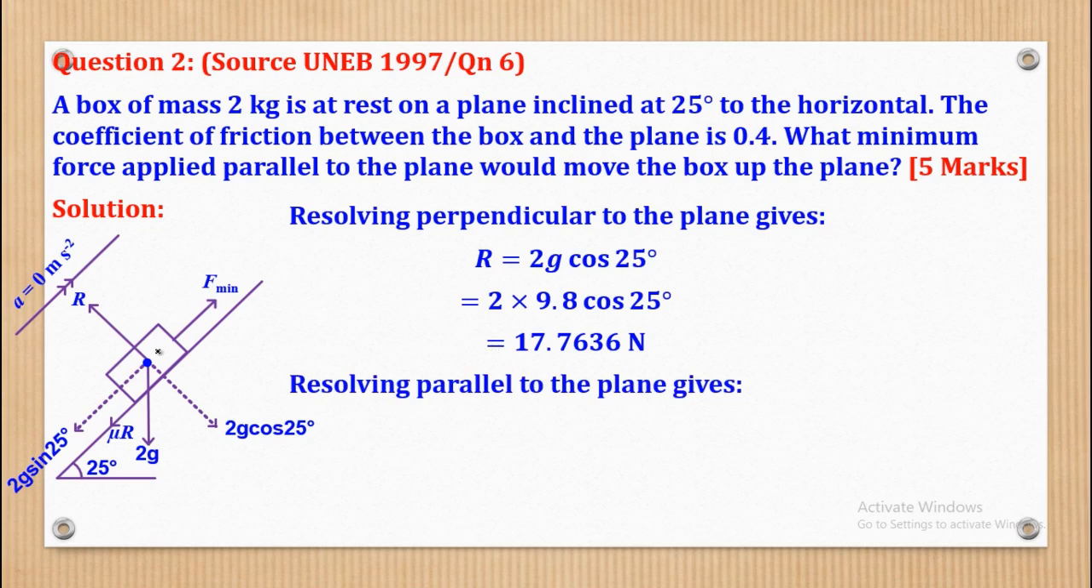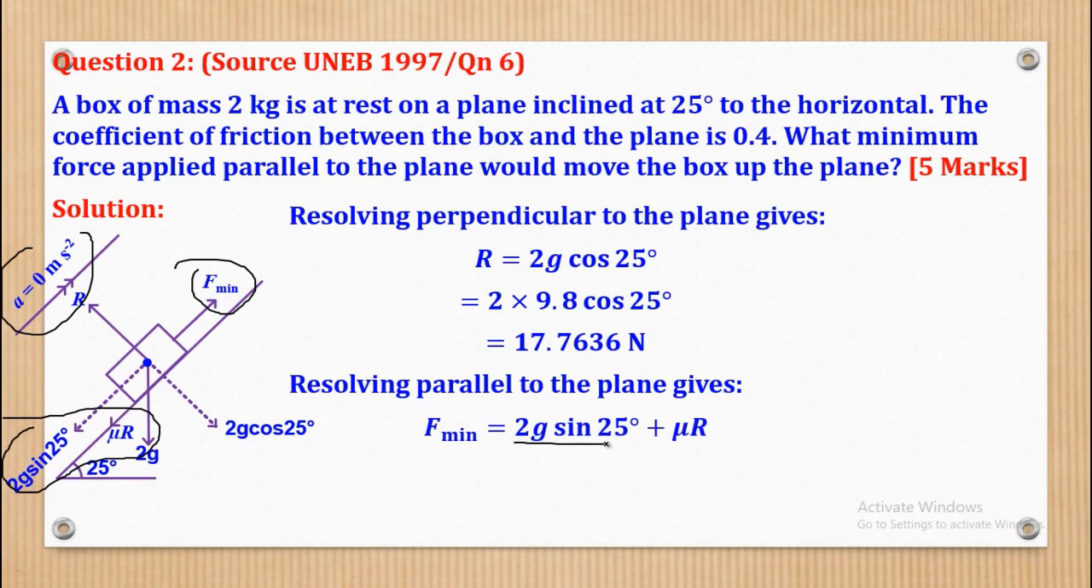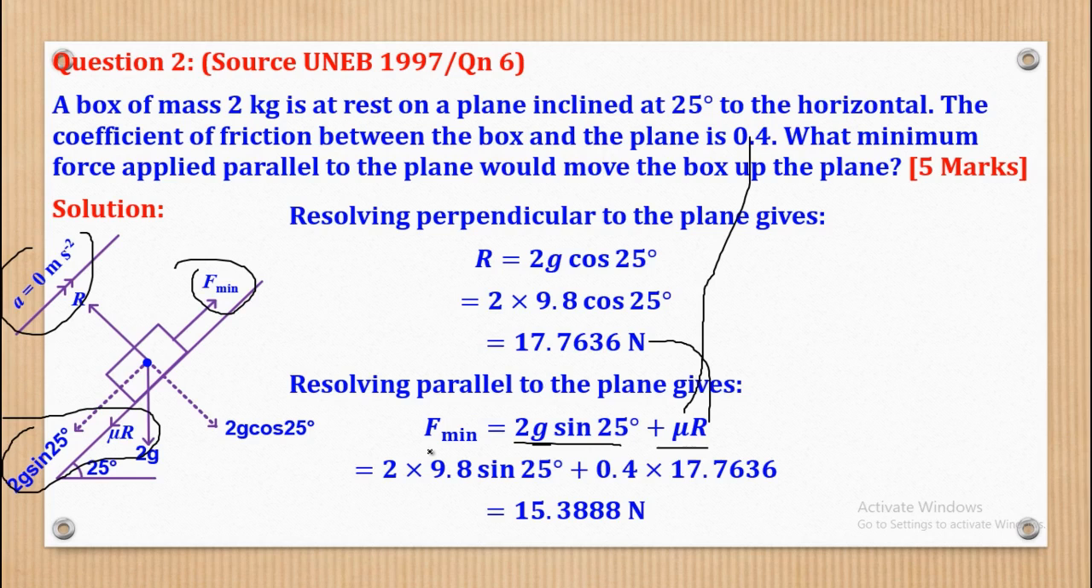Then when I resolve parallel to the plane, these two will be equal to this because acceleration is 0. So F min will be equal to 2g sin 25 degrees plus mu R. I know my mu is 0.4, R is 17.7636 and g is 9.8, which is a constant. Therefore, when I substitute, I'll come up with the minimum force being equal to 15.3888 newtons. So basically that's what they wanted, and now let's see how much can be awarded.